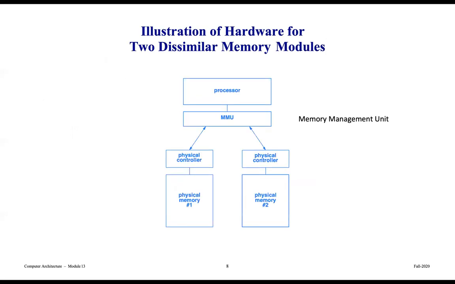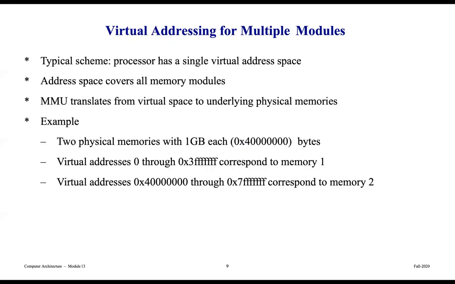So let's show an illustration of hardware for two dissimilar memory modules. You have a processor, you have your memory management unit, and then you have your physical memory. You have the physical controller, and these could be different types of memory, maybe from a different manufacturer, maybe having different characteristics.